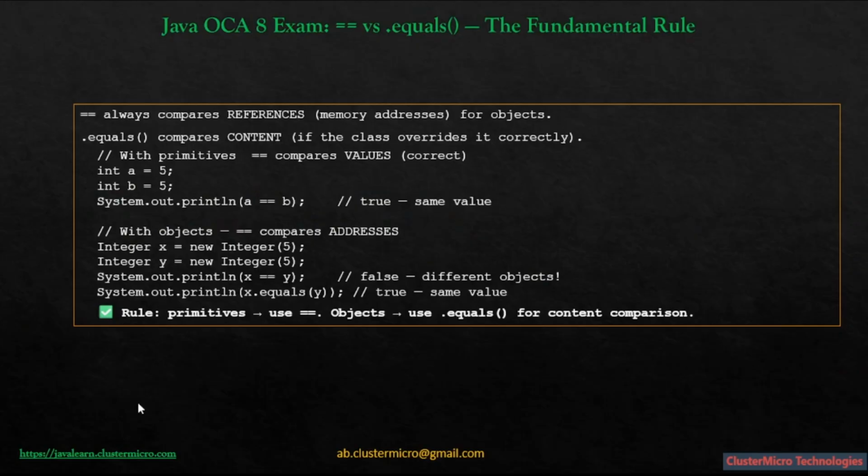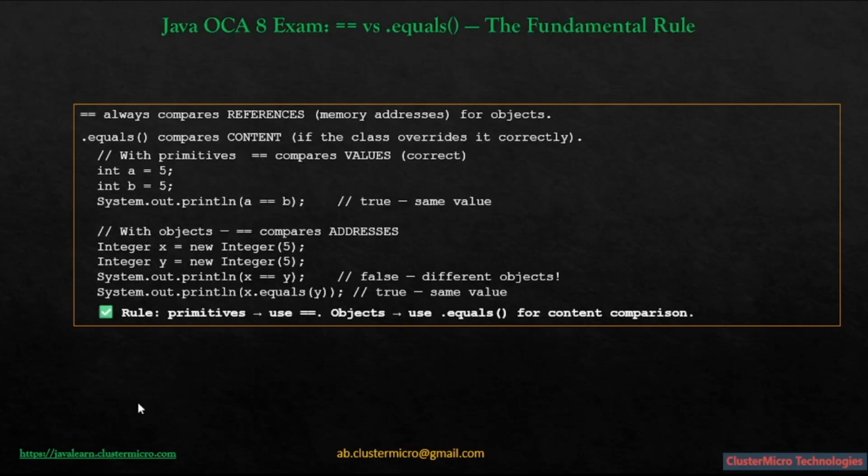So == versus .equals(), the fundamental rule, right? This is a very important concept for the OCA exam, equality comparison. The rule is very simple, but many candidates forget it under exam pressure. For primitive types, the == operator compares actual values. For example, int a = 5, int b = 5. Here a == b evaluates to true because both variables store the same value.